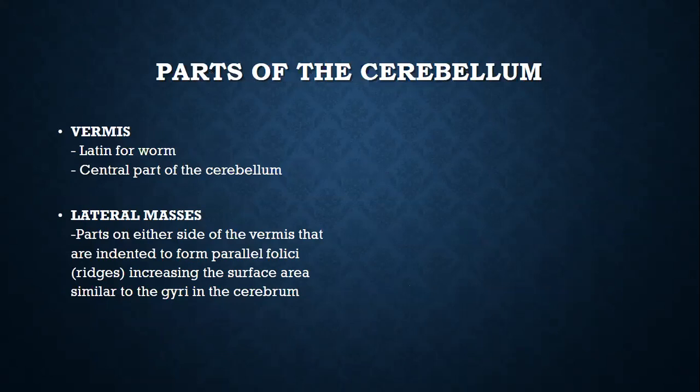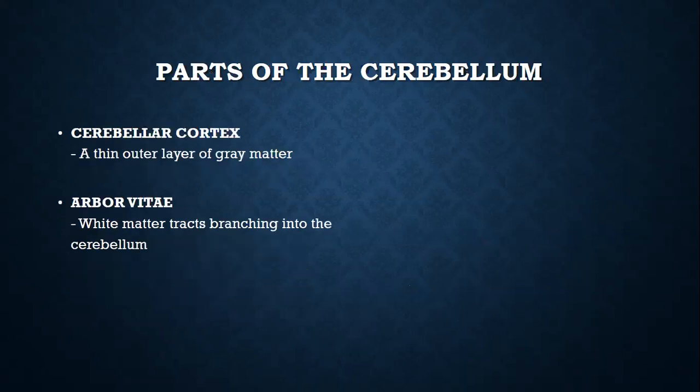Parts of the cerebellum: they have the vermis, Latin for worm. This is a central part of the cerebellum. And they have the lateral masses, which are parts on either side of the vermis that are indented to form parallel folia, which increase the surface area, similar to the gyri in the cerebrum. Cerebellar cortex, a thin outer layer of gray matter, and they have the arbor vitae, which are white matter tracts branching into the cerebellum.